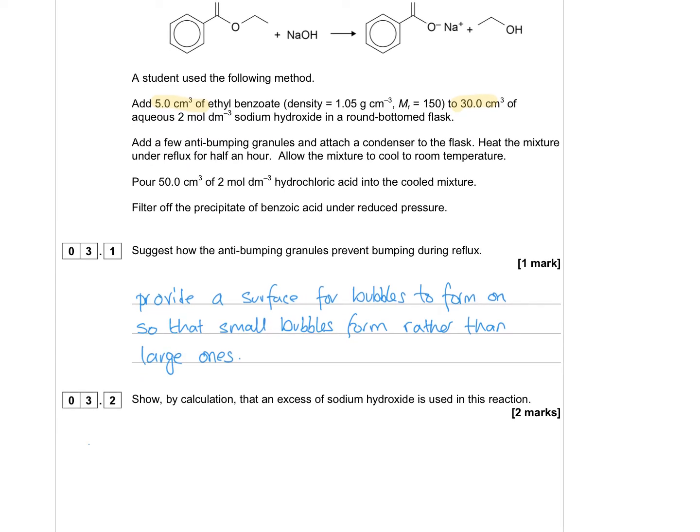So then we're asked to show by calculation that an excess of sodium hydroxide is used. So really important here, show that you're working out how many moles of ethyl benzoate have been used. So it's given to you, they've given you a density and a volume. So you know 5 centimetres cubed times the density will tell you what the mass is. So that would be 5.25 grams. And then they've given you the Mr, so if you know the grams and you know the molecular mass, you can work out the number of moles. So grams divided by the Mr will give you the number of moles.